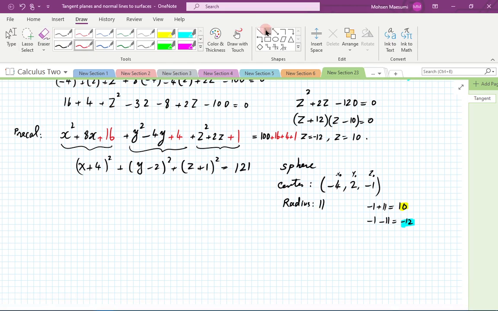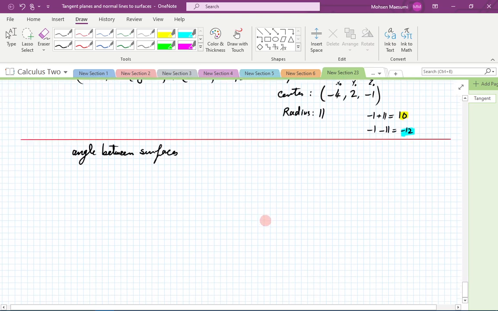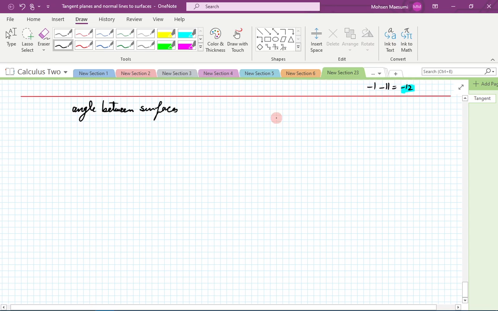Let's move on to another application, which was the issue of the angle between surfaces. So let's quickly go through this. First of all, how do you define an angle? You have two vectors, let's call them A and B, and there's an angle between the two of them. Let's start with that, way back when we just talk about angles.